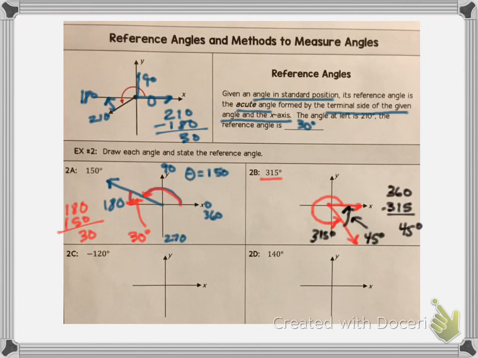All right, let's go to example 2C. Well, now I have a negative angle. So remember, I am going in a clockwise direction. So this would be 0. That's negative 90. That's negative 180. That's negative 270. And then negative 360. So my angle is negative 120. So it's actually somewhere in the third quadrant here.